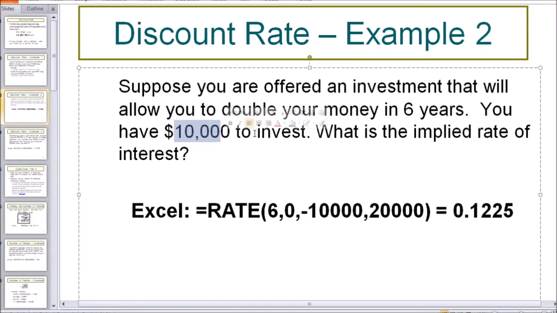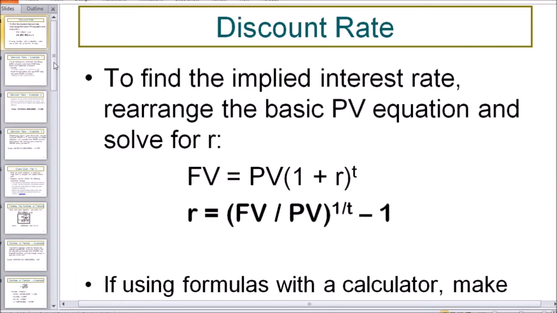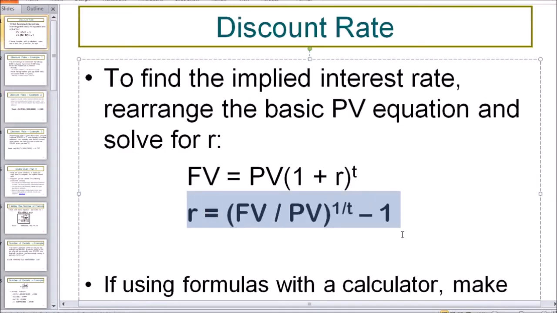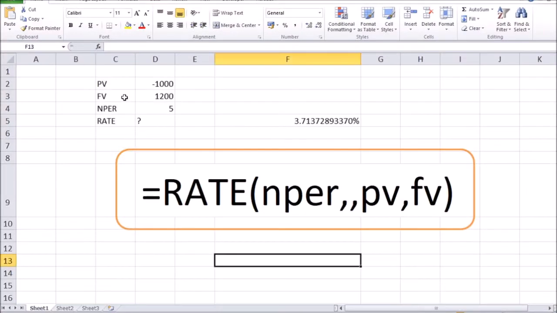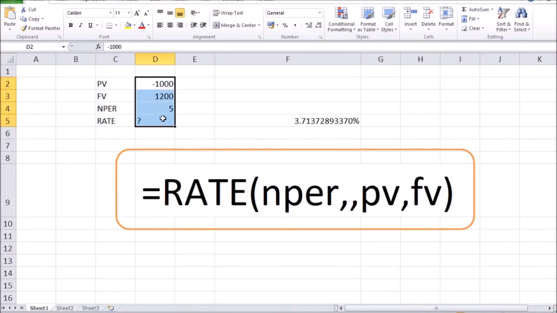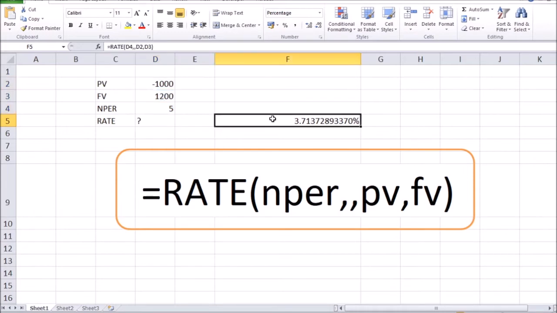Okay, so the answer is not simply 100% because I'm doubling the money. The answer will have to be calculated using that formula in Excel. Or you can still use this formula to calculate this interest rate by hand. So let's see what we have. Let's jump back into Excel. So I'm going to use this same space over here, change the numbers. I already have the formula. That's going to give me the answer, right?